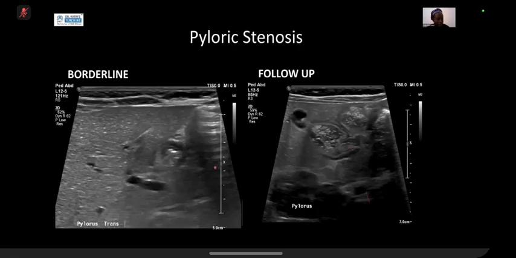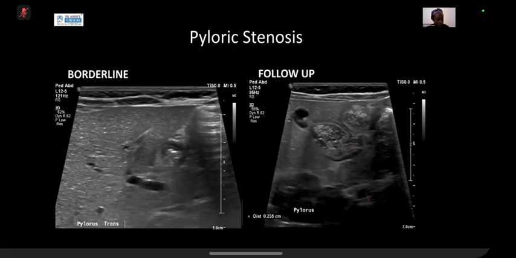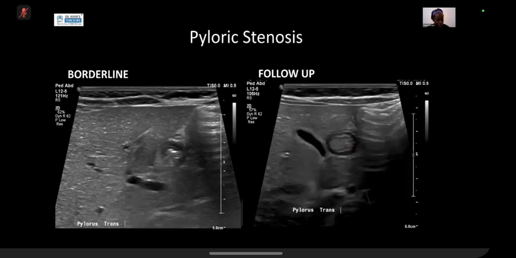So I scanned them a few days later, I think it was 2 days later, because they were clinically stable, and you can see that the muscle wall thickness is actually normal. And what we were seeing on the initial ultrasound was just due to pylorospasm, and I saw it open on the follow-up ultrasound. So here we can see it looks more normal than it did before. You can compare the trans to the trans views.